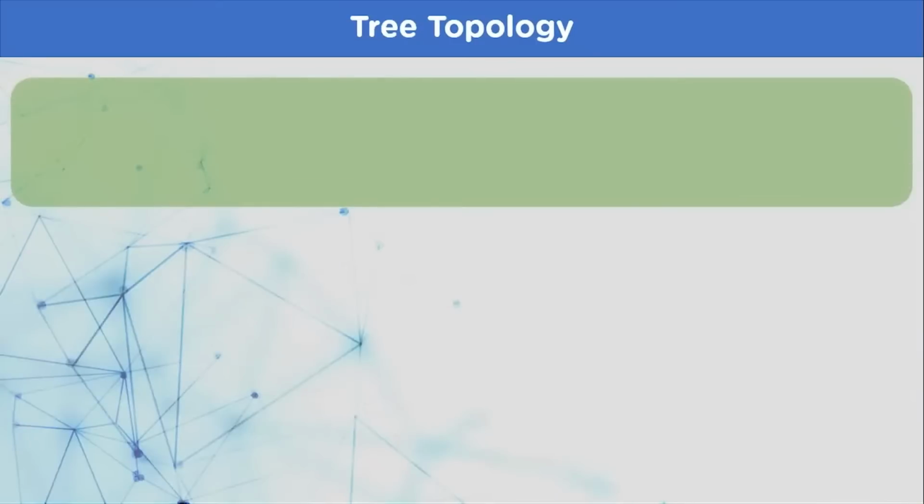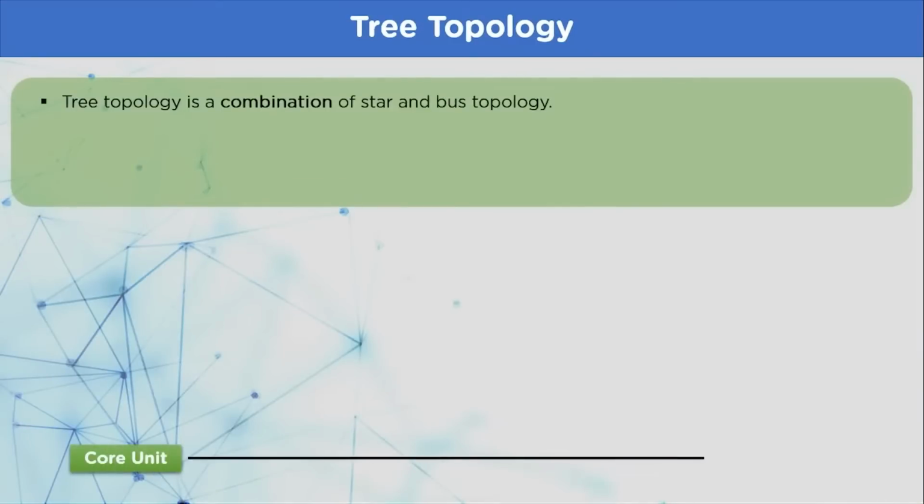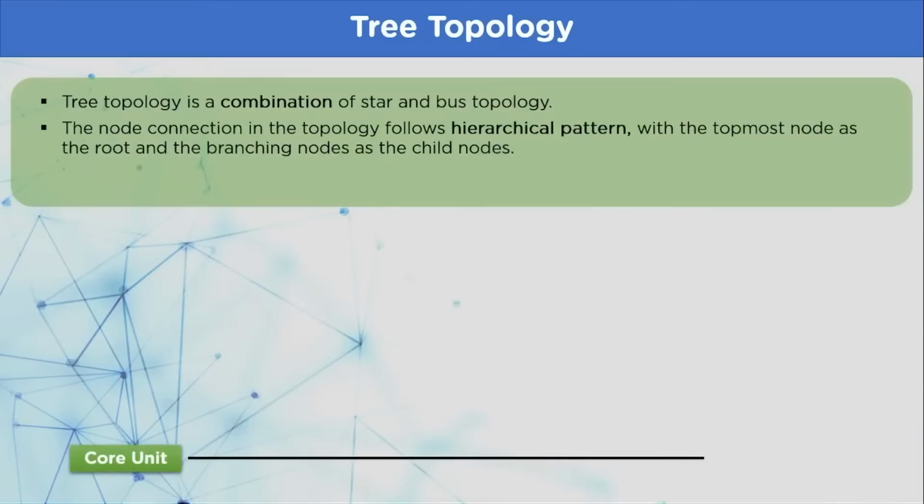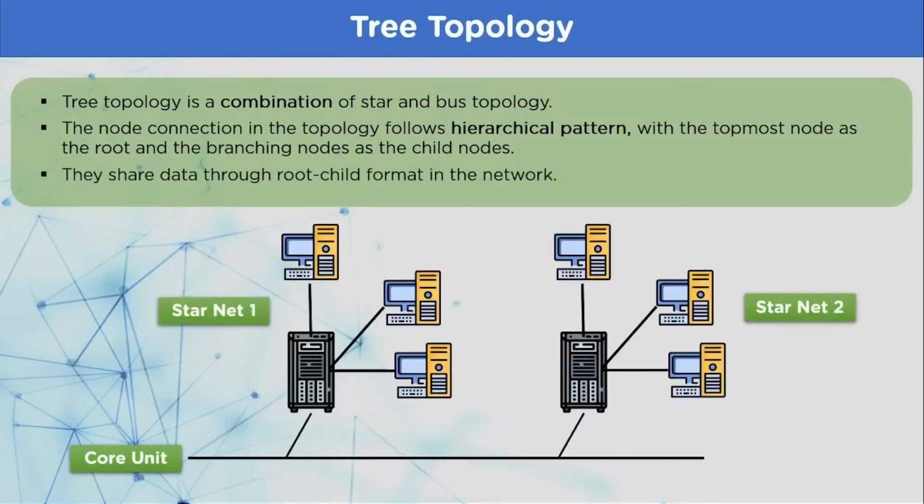Next up, tree topology. This topology is a combination of star and bus topology. The node connection in the topology follows a hierarchical pattern, with the topmost node as the root and the branching nodes as the child nodes. The sharing of data is from the root node to the child node pattern.